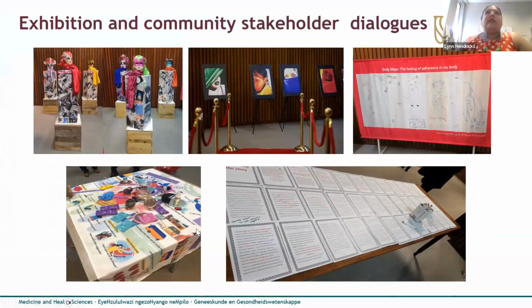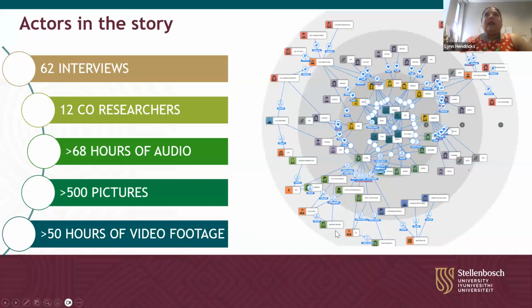Here are some pictures of the exhibition. So these are large A0 posters, life-size boxes with all their photo voice pictures on them. This body map, I think, is 4 meters big. There's a story where people could engage and write notes to the participants. Here are objects we collected along the way on top of our storyboard. And here's a map of all the actors that are in the story of adherence to ART.